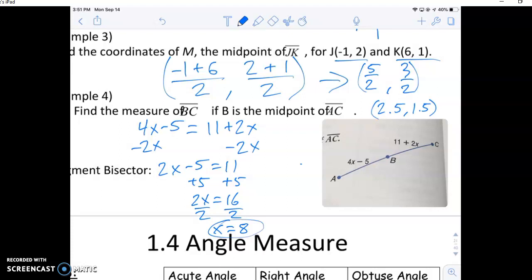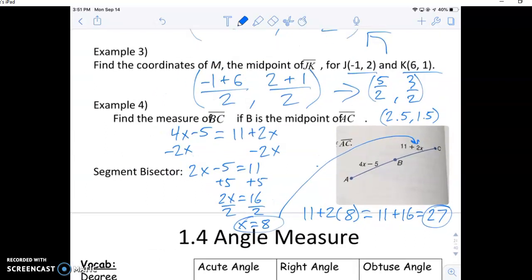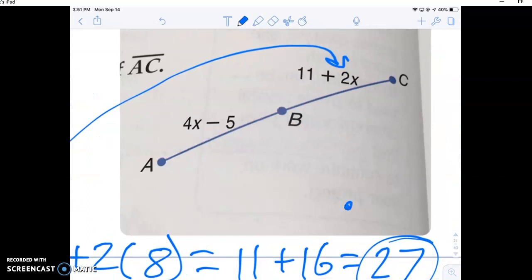So all you need to do is plug in an 8 for x right there. So we get 11 plus 2 times 8. 2 times 8 is 16. So 11 plus 16, we get our answer, 27. So that'd be the distance for BC. Alright, and then just as an example, a segment bisector would be like if we had a point right here, D, that went through here. DB would be a segment bisector of AC. Alright, that's just an example.